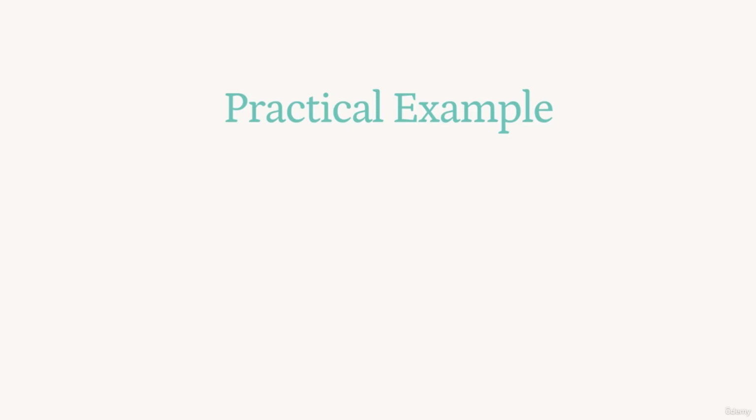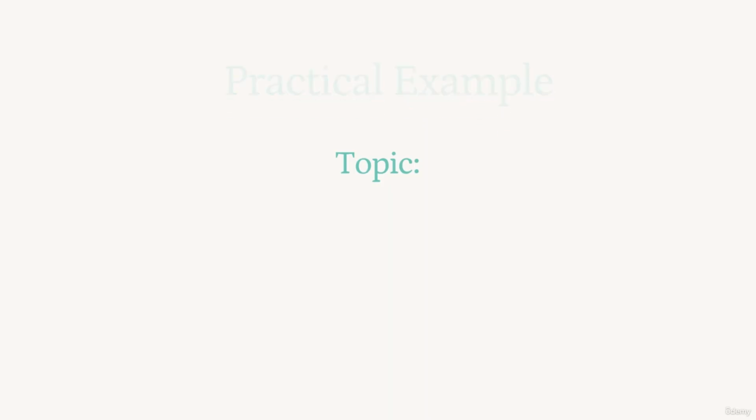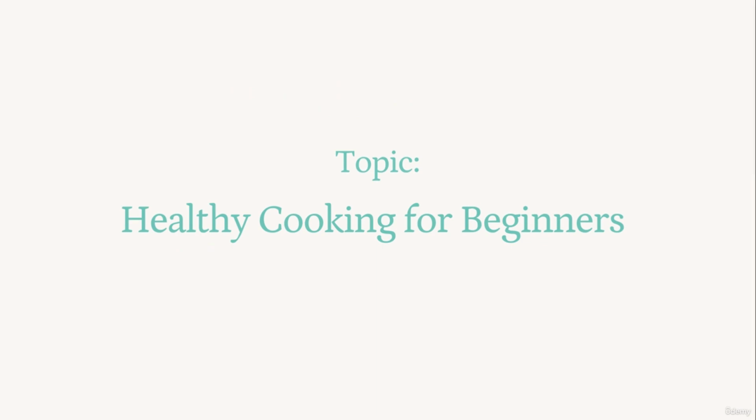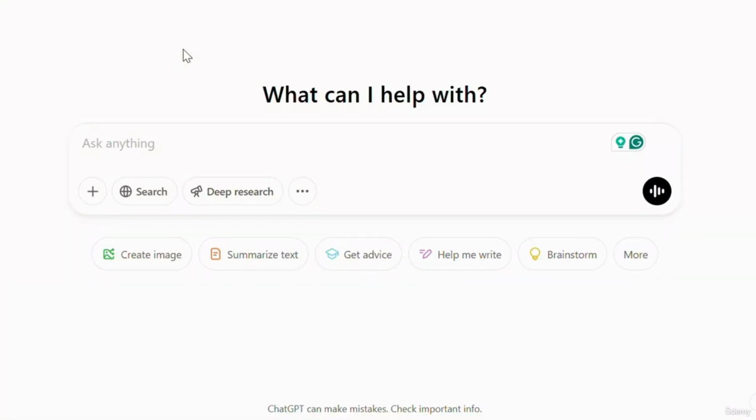And for the sake of practical demonstration, let us pick a topic. And our topic is healthy cooking for beginners. Let's head over to our favorite AI assistant, ChatGPT. So what I'll do here is I will give it a prompt to create a course structure for my course, which is healthy cooking for beginners, how to make healthy foods every day.